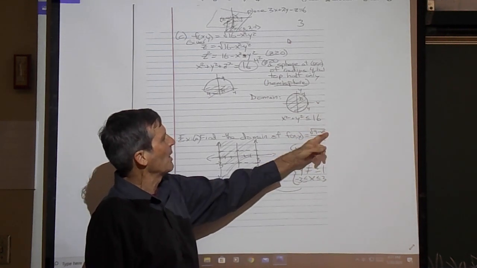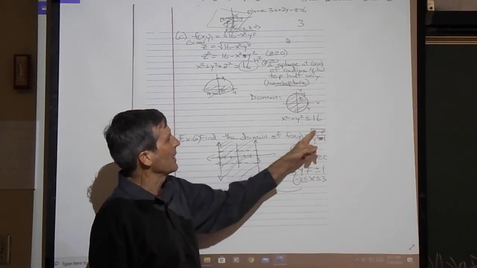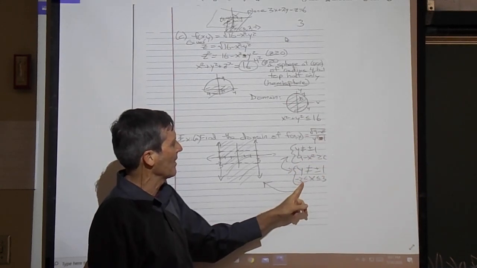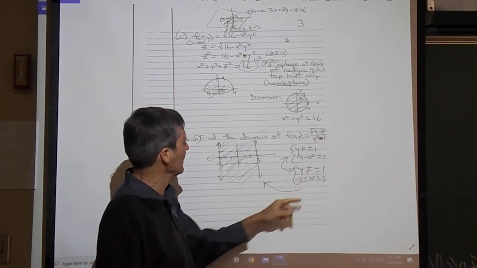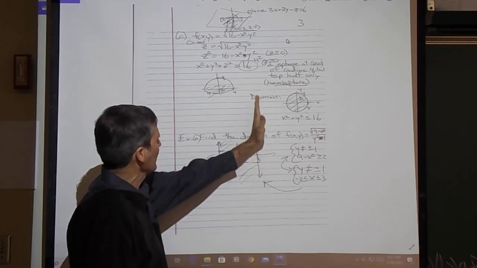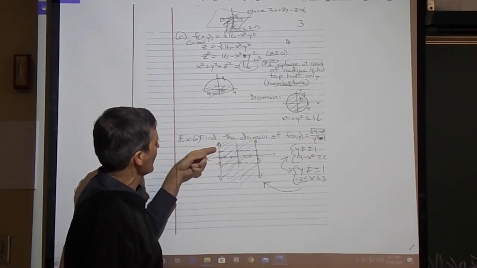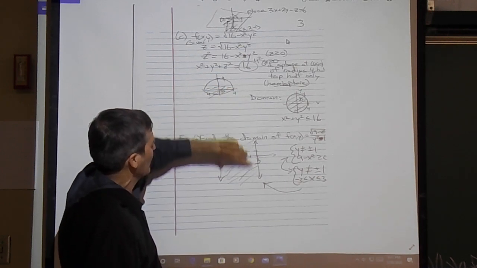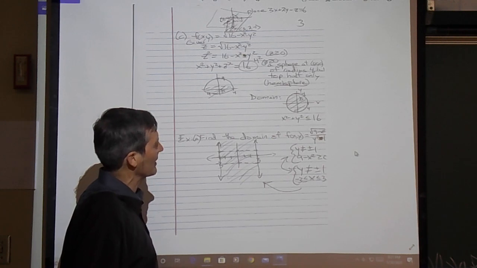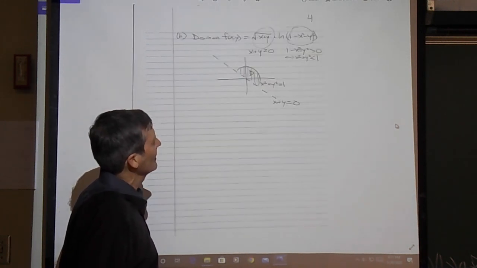Now I also don't want even roots of negative numbers, so I need 9 minus x squared greater than or equal to 0. Well, I solved that, and that means x between plus and minus 3. So I'll draw x between plus and minus 3 inclusive. I'll draw solid lines, and then I'll leave out these. It's this infinite strip here. Take away these two dotted lines. That's the domain of this one. So they're kind of tricky to graph, aren't they?